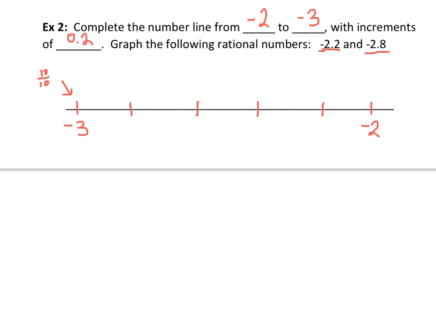So let's go ahead and label this. This becomes -2 and 2/10. This becomes -2 and 4/10. This becomes -2 and 6/10, and this becomes -2 and 8/10. Now that I've got my number line created, let's go ahead and graph our rational numbers. -2 and 2/10 is closer to -2, and -2 and 8/10 is closer to -3.